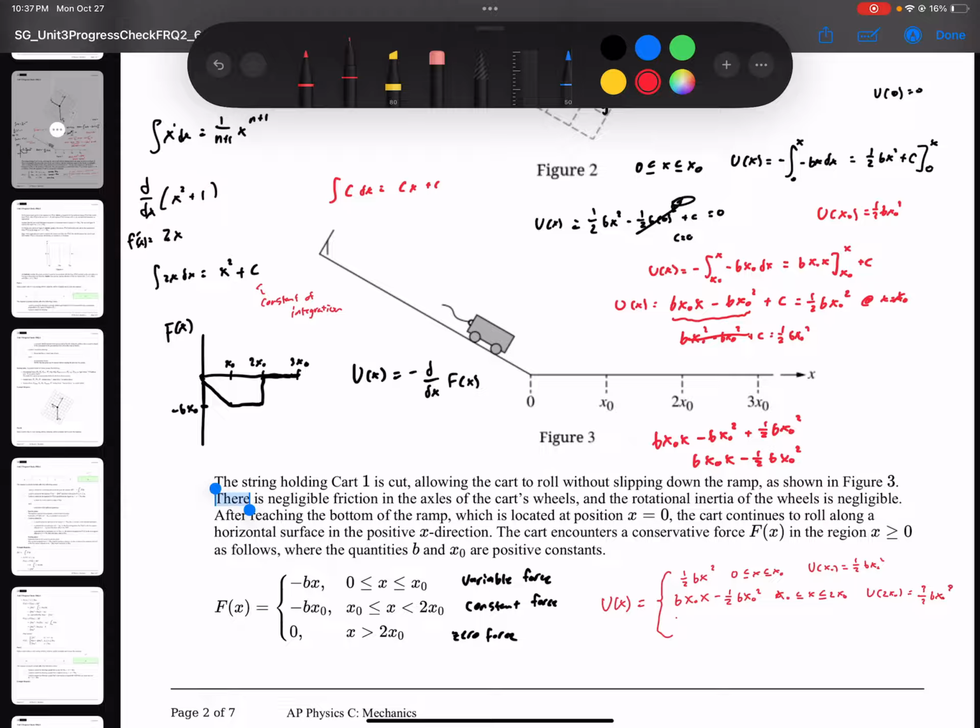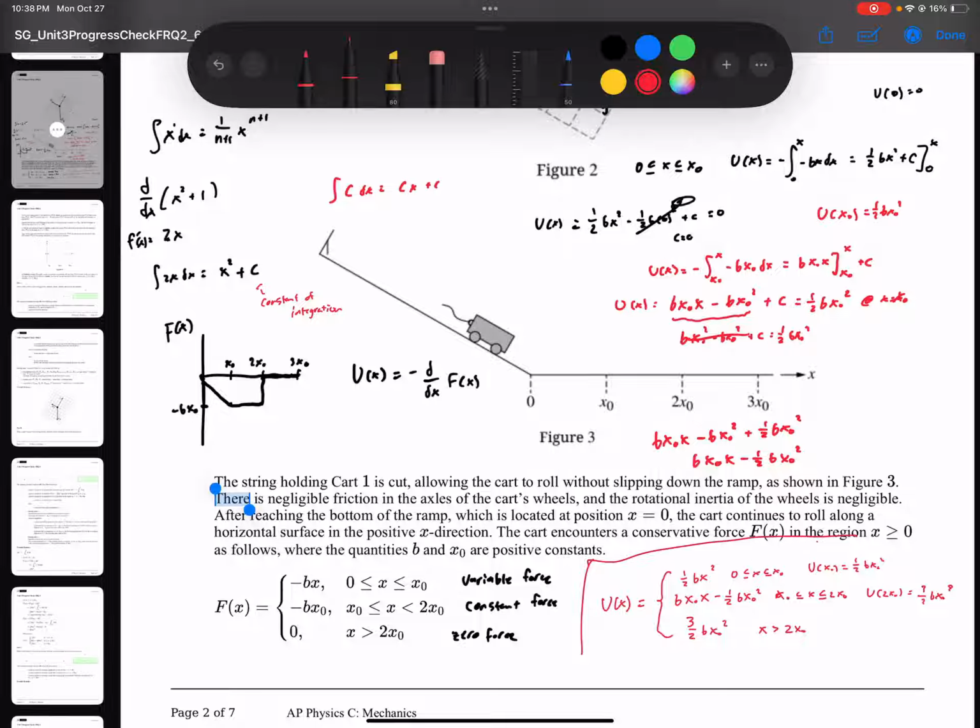And then finally, for the last part, well, my force is 0, so the work done is going to be 0. I'll save the time of doing that integral. Yeah, integral of 0 is, well, 0. But I have this initial condition. So I have 3/2 bx naught squared. And this is for when x is greater than position 2x naught. So this is the answer.